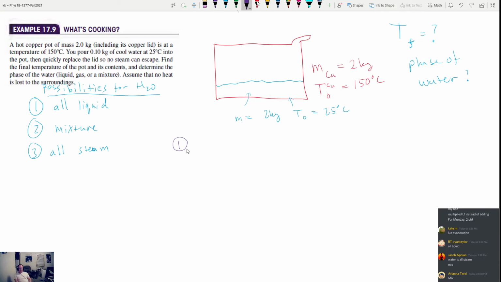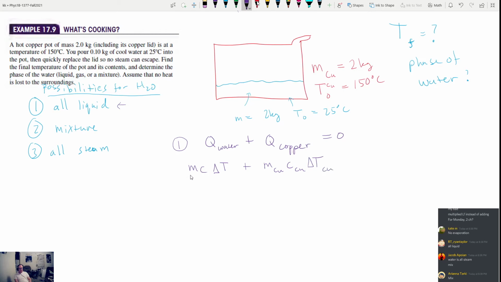Just to give you an example. Possibility 1, all liquid. If, in fact, the water does not phase change, then this is a simple calorimetry problem, right? We would just say Q for the water plus Q for the copper would be equal to 0. We plug in here MC delta T for the water plus M copper C copper delta T copper.